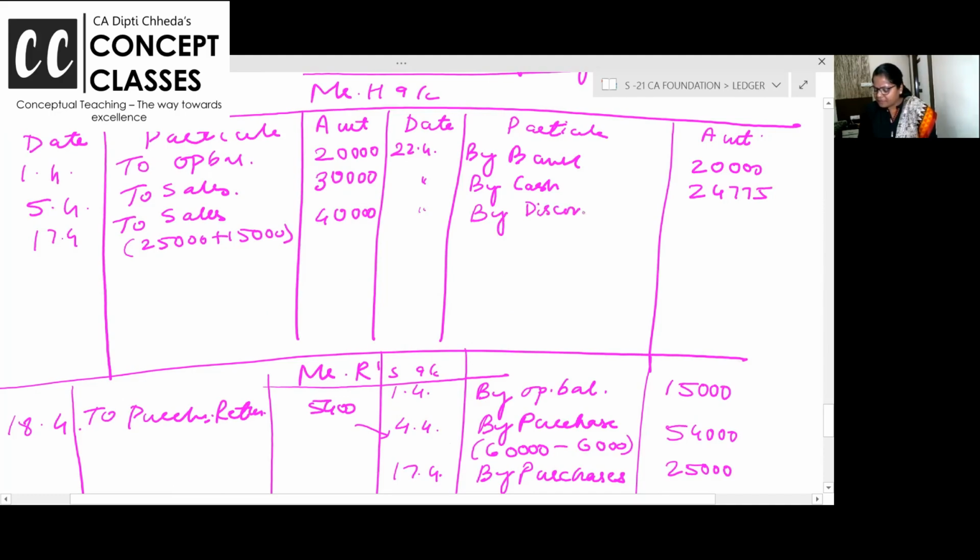By discount allowed 225. Discount allowed 225. Is the posting clear? Bank account debit to H, whatever check is received. Cash account debit to H, and discount allowed is my expense.